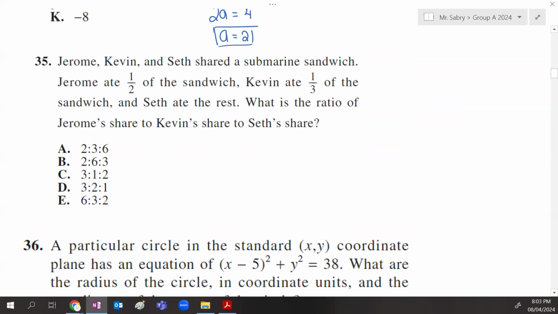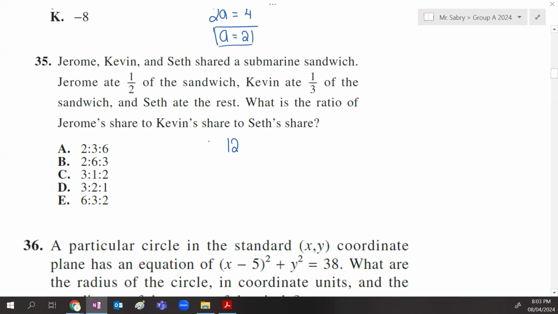Jerome, Kevin, and Seth shared a submarine sandwich. Jerome ate 1/2 of the sandwich, Kevin ate 1/3, and Seth ate the rest. What is the ratio of Jerome's share to Kevin's share to Seth's share? I would recommend picking a number and finding the half out of it and so on. But pick a number that is divisible by 6, a number that I can divide by 2 and by 3. So for example, let's say 12.